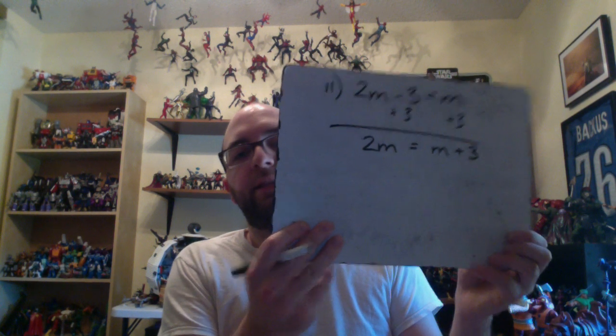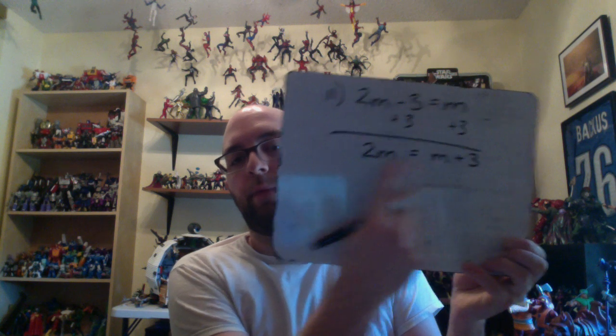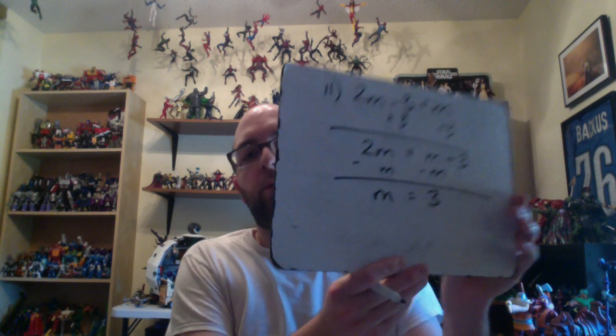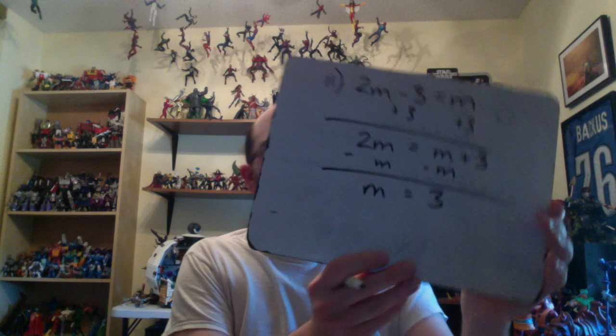Okay, now we need to get this m back over with this m. So we're going to subtract. So minus m, 2m minus an m, right? Let's think of that as 1m. 2 minus 1 is 1. So m just equals 3. That is one of my least favorite problems this year because I don't think that's the best way to show how to do that, in my opinion.